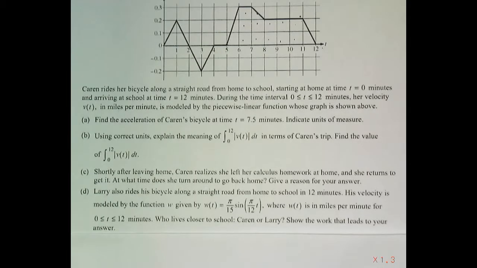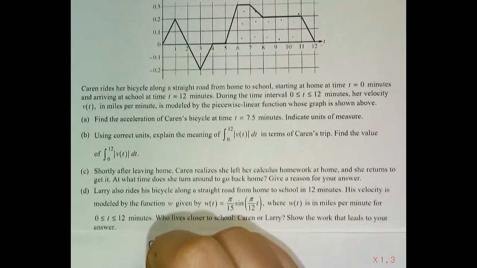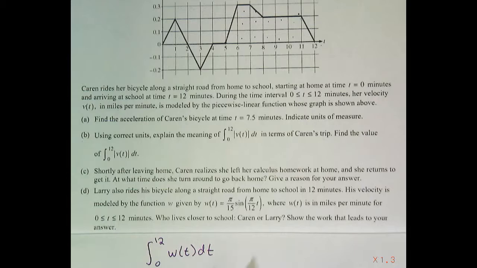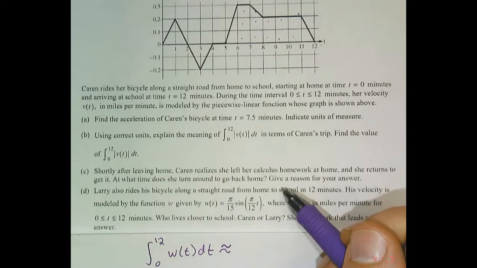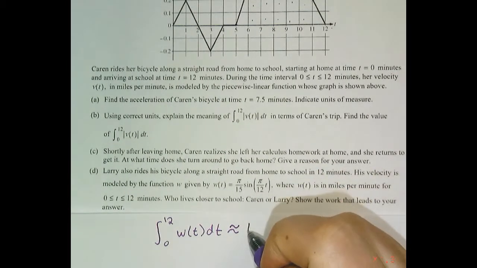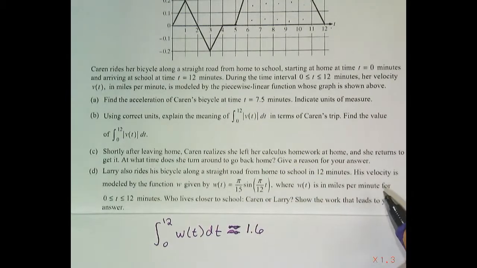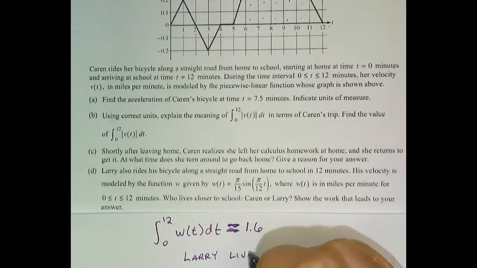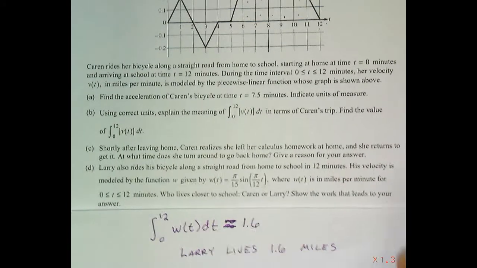Larry also rides his bicycle along a straight road from home to school. His velocity is modeled as W of t, where W of t is miles per minute from 0 to 12. Who lives closer? If we integrate from 0 to 12 W of t, we're integrating a rate function, and this will give us his total displacement, or his distance from school. Turning to a calculator and typing this in, we get a value of 1.6, not approximately, it is equal to 1.6. So Larry lives 1.6 miles from school.